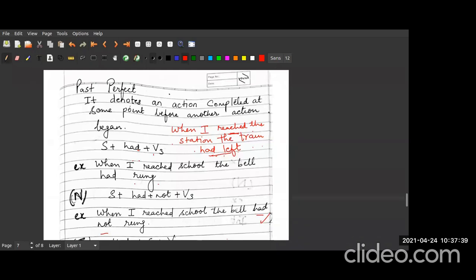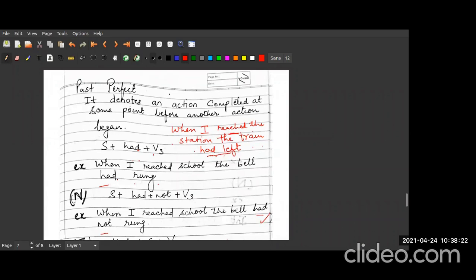So past perfect is used to denote the sequence of the action. Two actions happened in the past, but which action happened earlier? For that you will use the past perfect. Like in this sentence also, two things happened. You reached the school, the bell rung. जब तुम स्कूल पहुंची तो बेल बज चुकी थी. So for that earlier action you are using the past perfect tense. So is it clear when to use the past perfect?